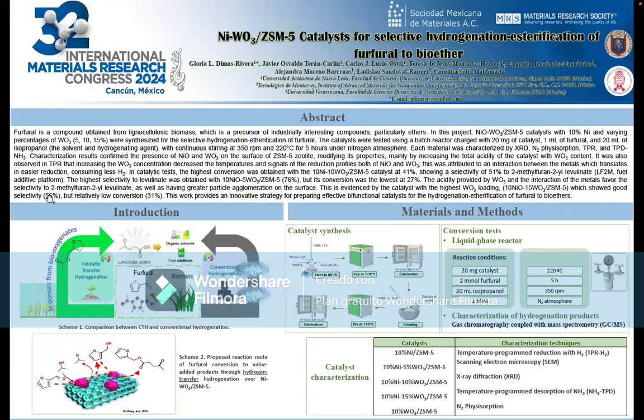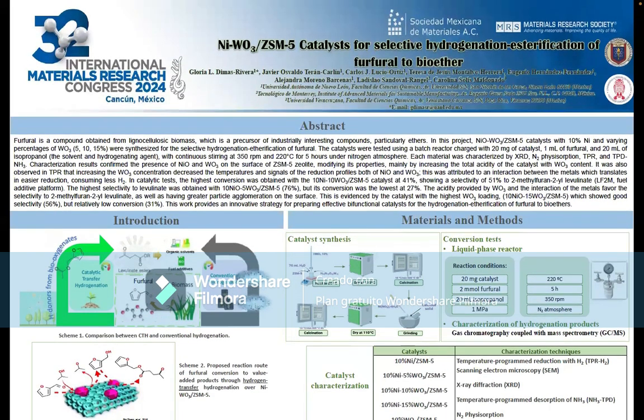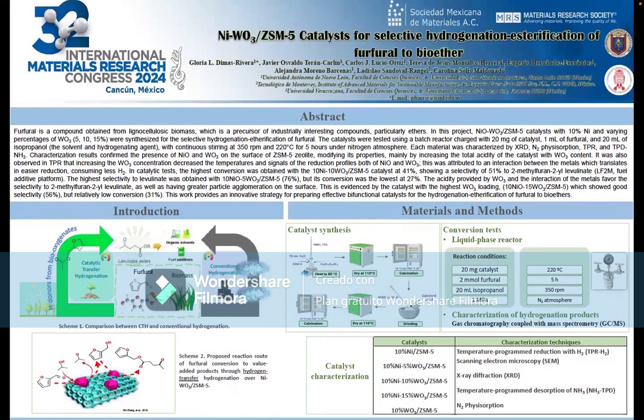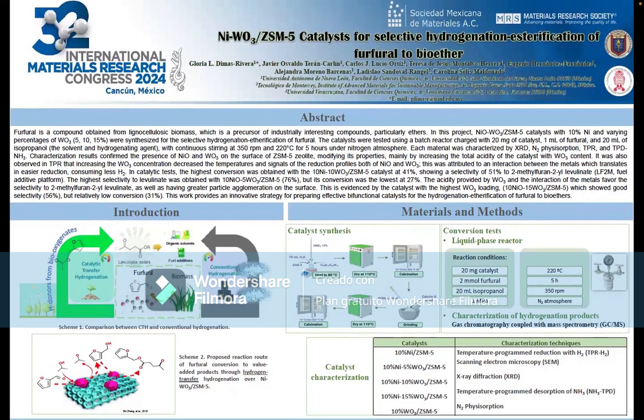Today, I will present our work titled NiWO3ZSM5 Catalysts for Selective Hydrogenation Esterification of Furfural to Bioethers.